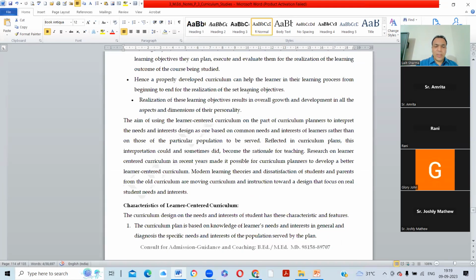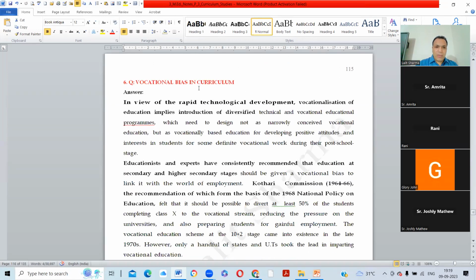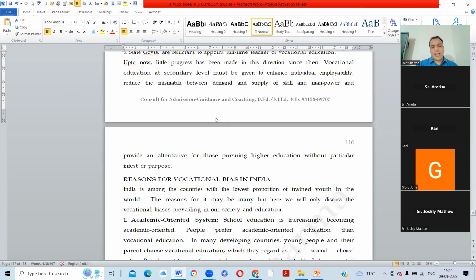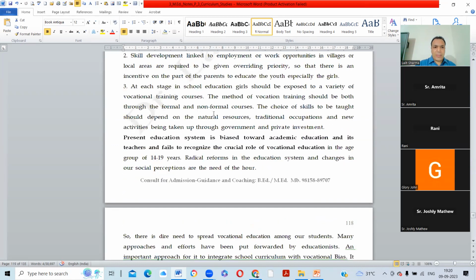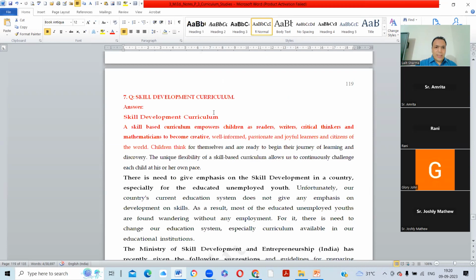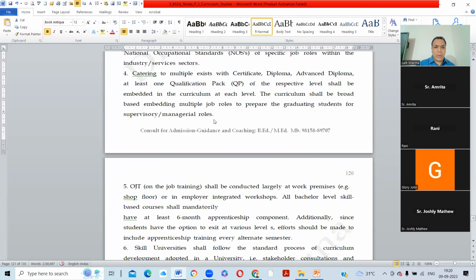You have to talk about it, it should be according to the knowledge, aptitude and attitude of the children. Okay, vocational bias in curriculum. ये देख लेना, पढ़ लेना. ये आ गया biasness in the curriculum, right? मतलब subject vocational bias in curriculum. Skill development curriculum, we just discussed, skill based and activity based, है ना, in the long questions. तो ये कवर हो गया skill based curriculum.